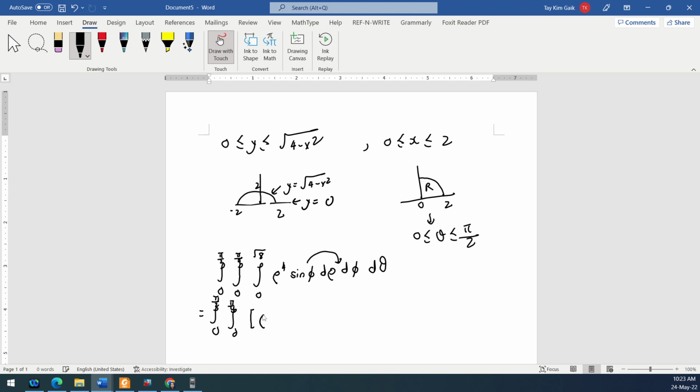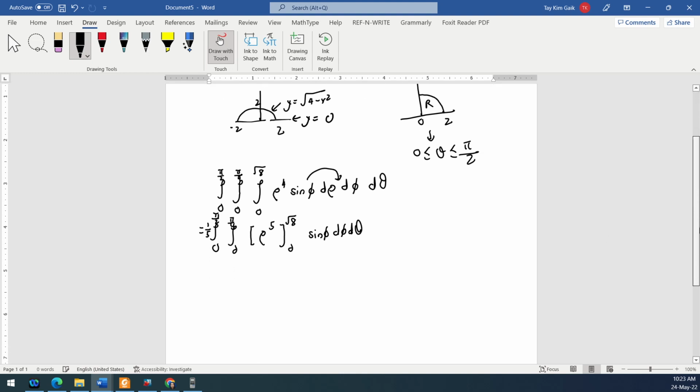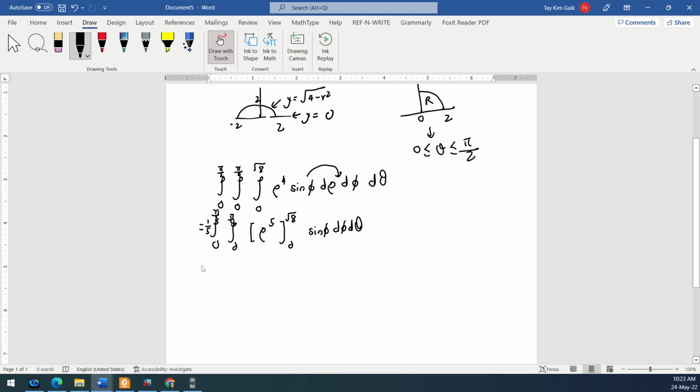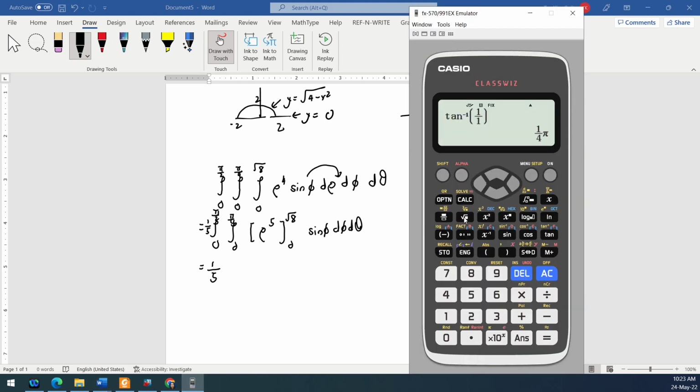So you got rho to the power 5 divided by 5, I factor out 1 over 5 outside, from 0 to 8. And then outside you have sin phi d phi d theta. Okay, then you got 1 over 5 times 8 to the power 5. You can quickly use a calculator.